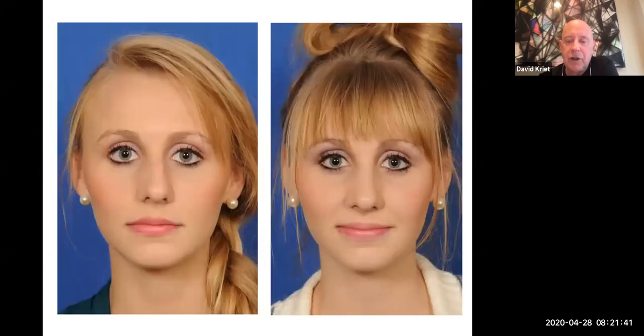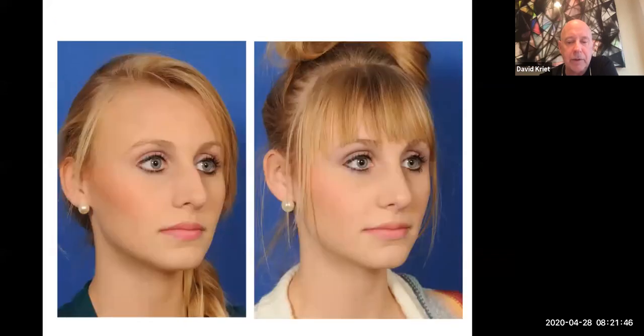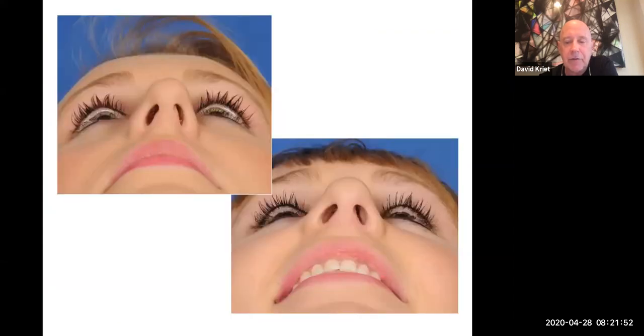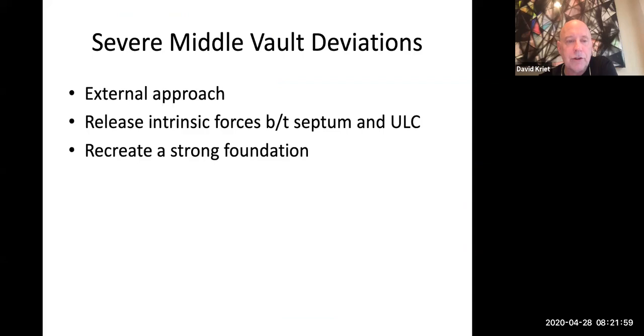So here she is postoperatively, still a little swollen, not perfectly straight, but a little straighter. And a little bit of improvement in the profile and straightening of her caudal septum. So that's just another example of the types of things that we can do with a pretty straightforward procedure.